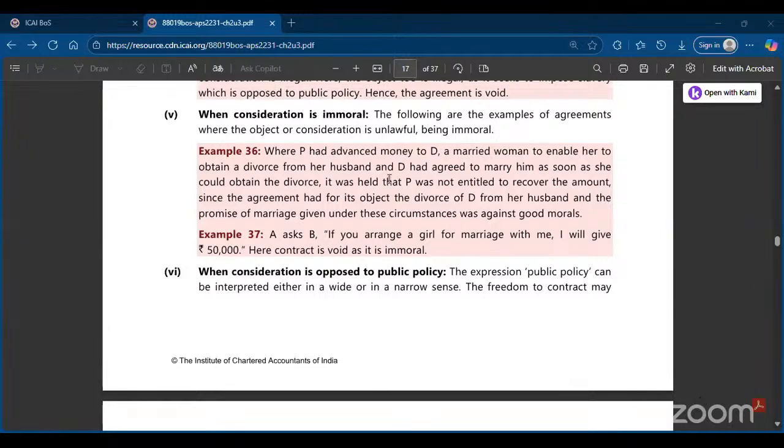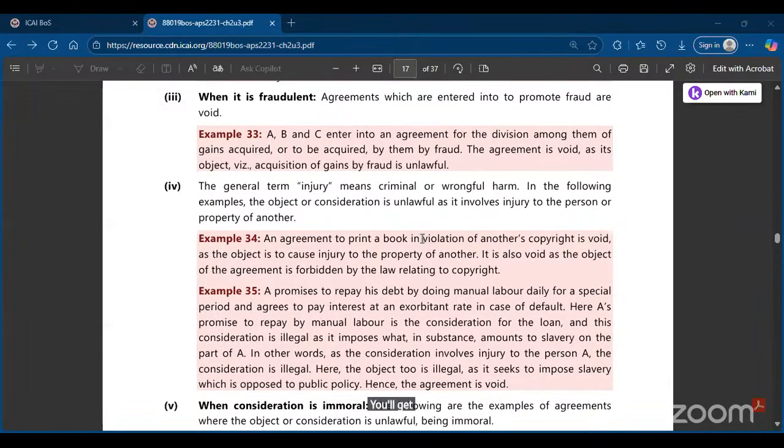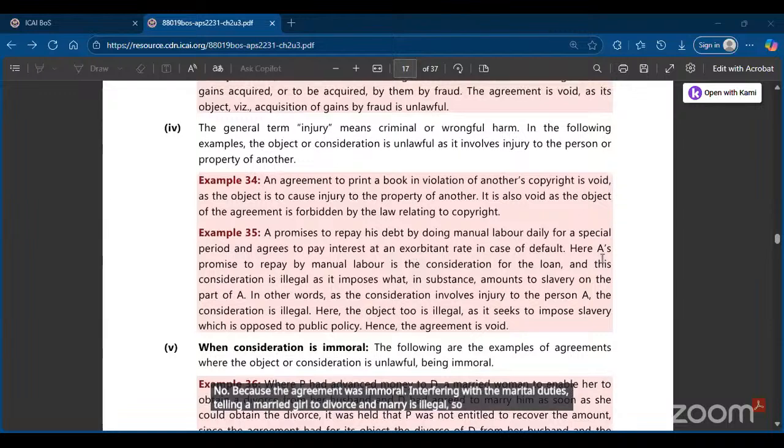Vikram. He'll get back 25. No, sir. Nobody will win. By law, he will get... What will he get? Will he get back the 25 lakhs? That's the question. No, sir. Why? Because the agreement was immoral. Interfering with the marital duties, telling a married girl to divorce and marry is illegal. So any consideration which is illegal is null and void.